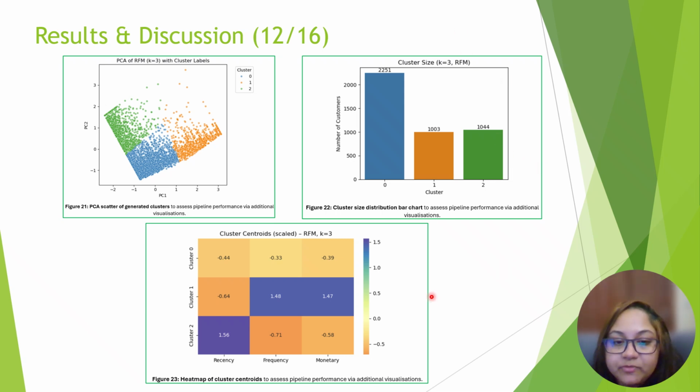Next, we have the heat map of cluster centroids. For cluster 0, we can see that all three metrics are slightly below average, indicating customers who shop more recently than the average, but with only modest order frequency and spend. Next, for cluster 1, we have the champions, which have strongly negative recency, very recent, and very high frequency and monetary. So this is the high value loyal core. Then we have high recency, which is a long time since last purchase, coupled with low frequency and monetary. So these are the customers who have lapsed and spent the least.